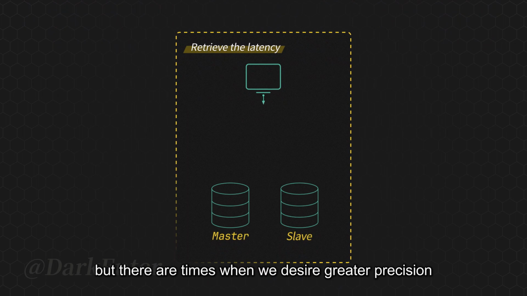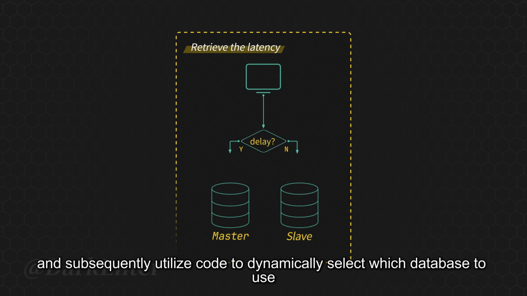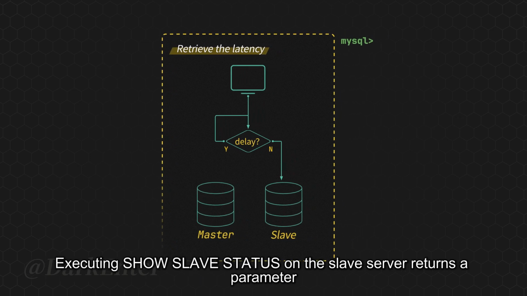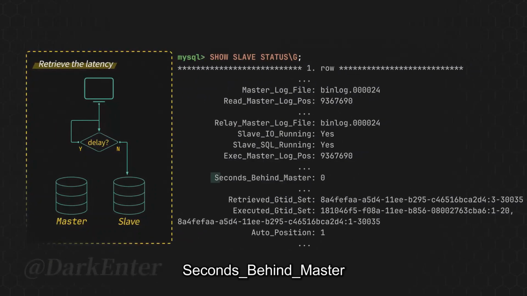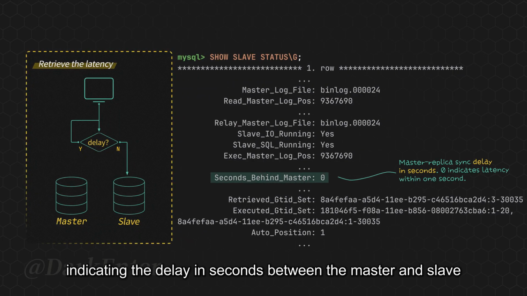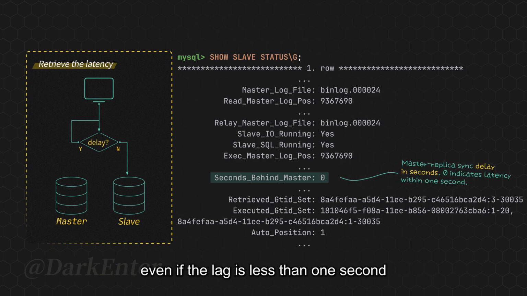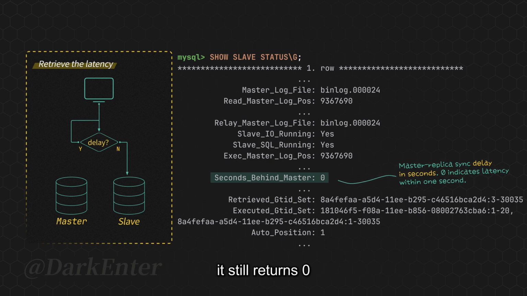desire greater precision. We can also monitor the synchronization latency of MySQL, and subsequently utilize code to dynamically select which database to use, or wait until the replication lag on the slave is below a certain threshold before initiating queries. Executing show slave status on the slave server returns a parameter, seconds behind master, indicating the delay in seconds between the master and slave. If there is no delay, it returns 0. However, even if the lag is less than 1 second, which could encompass thousands of transactions, it still returns 0.